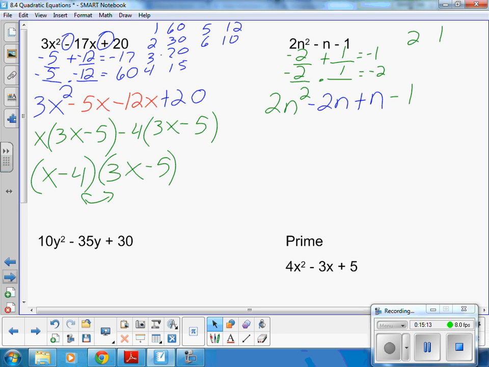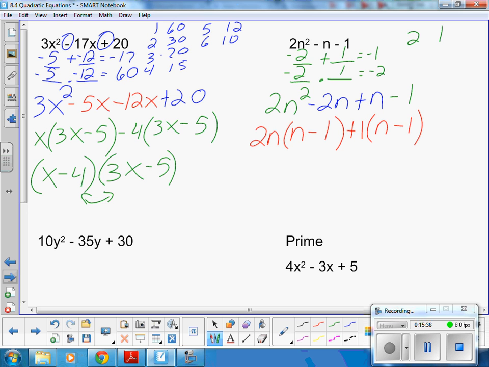Okay? So factoring my first two, I'm going to factor 2n out. So when I take the 2n out, I get n minus 1. And then when I factor a 1 out, because some of you are going, well, it's an n minus 1, it's the same thing. Well, yeah, but I have to factor out a positive 1, so I get n minus 1. That way I have this part, 2n plus 1 and n minus 1.